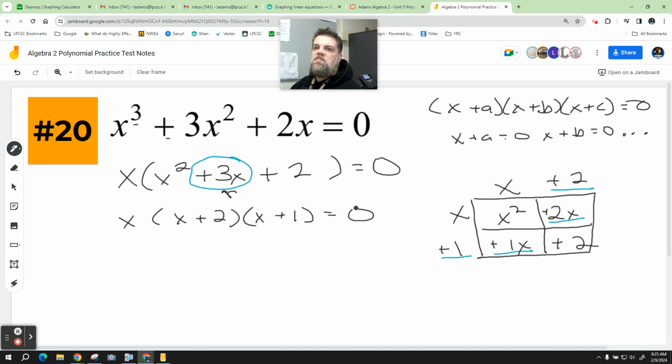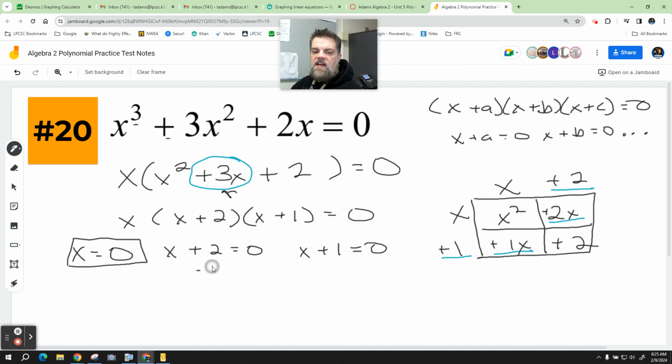So what's the next step? I'm going to set all the factors equal to 0. So I'm going to say x equals 0, because that's this factor. X plus 2 equals 0. X plus 1 equals 0. Then I solve. Well, this one's done. But this one I've got to subtract 2 from both sides. And over here I've got to subtract 1.